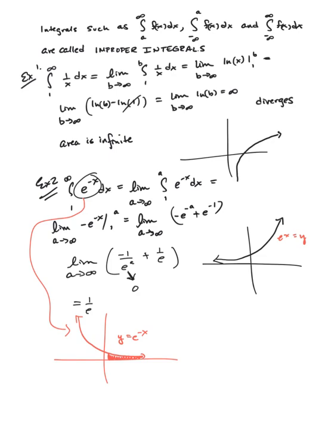Okay, let's look at one more example. 2 more examples, I lied. Okay, example 3, negative infinity to 0, e to the x over 4 dx. So we're going to get the limit. I'll make this a going to negative infinity of the integral from a to 0, e to the x over 4 dx.